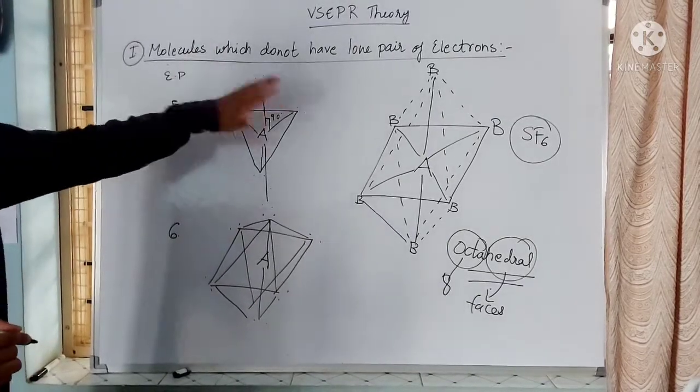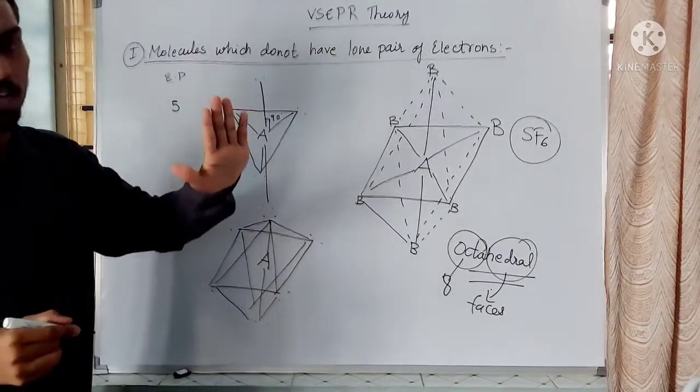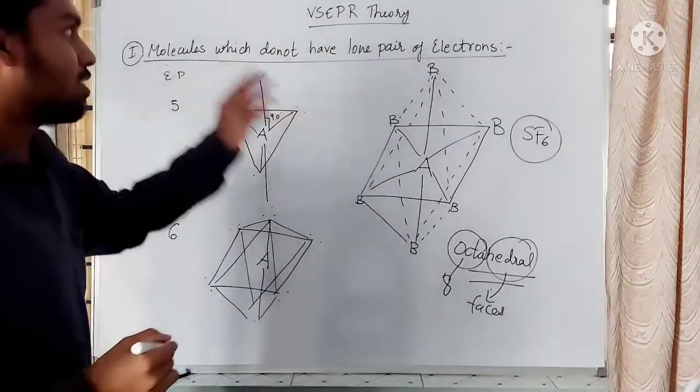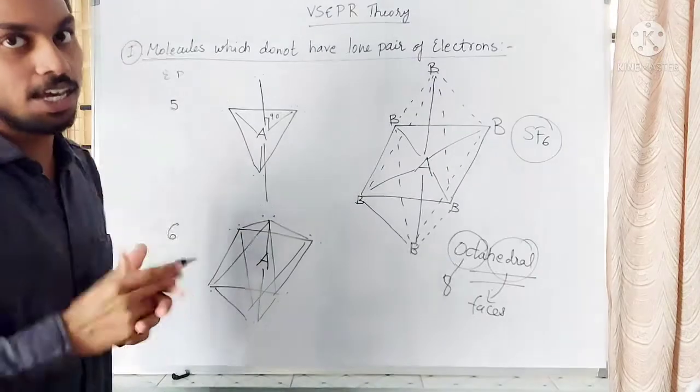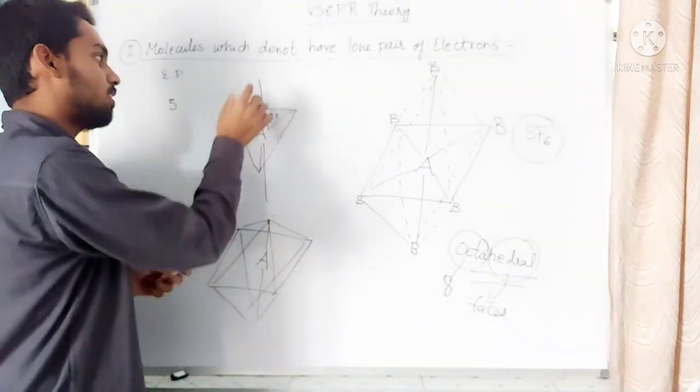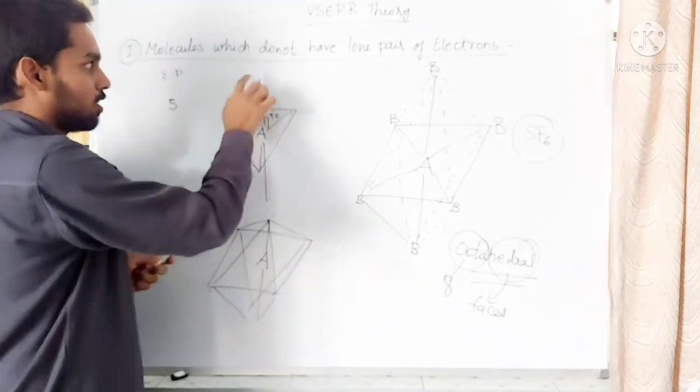So these are the molecules which don't have lone pairs of electrons. I have said that there is another type of molecules which have lone pairs of electrons. We will discuss it in the next video. So these are the molecules which don't have lone pairs of electrons. Only these have the electron pairs. Okay, these are the electron pairs.